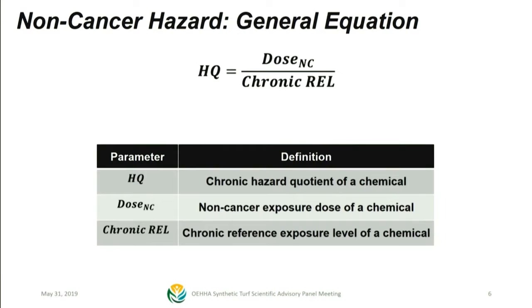So shown here is the general skeleton of the hazard quotient equation. The hazard quotient of a chemical is the ratio of the non-cancer dose to a chronic reference level, or REL, as it's shown here. The cancer dose corresponds to a daily exposure of a chemical, and the chronic reference exposure level is a daily intake amount at or below which no adverse non-cancer health effects are anticipated to occur. This level is designed to be protective for continuous long-term exposures.